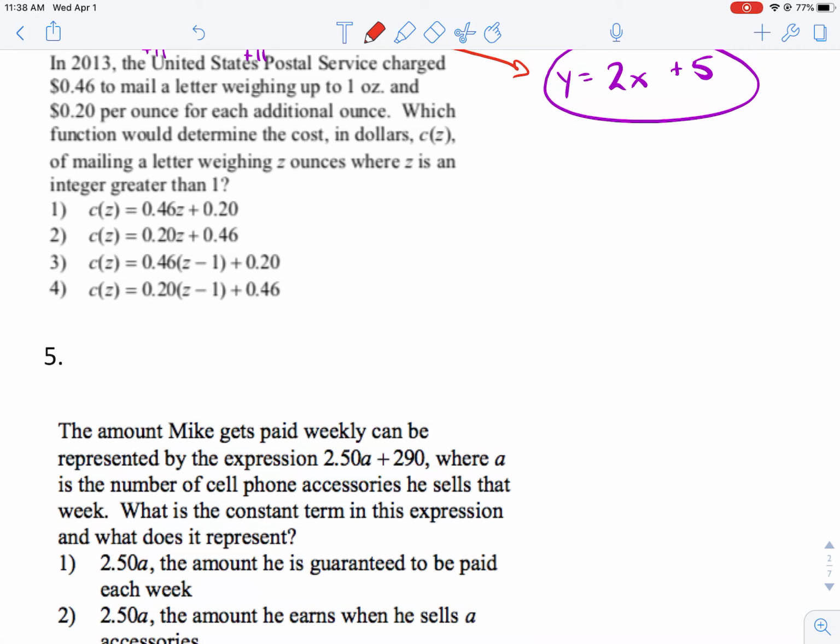Okay. Number 4. Let me zoom in here. Okay. In 2013, the United States Postal Service charged 46 cents to mail a letter weighing up to 1 ounce and 20 cents per ounce for each additional ounce. Which function would determine the cost in dollars, C of z, of mailing a letter weighing z ounces where z is an integer greater than 1?